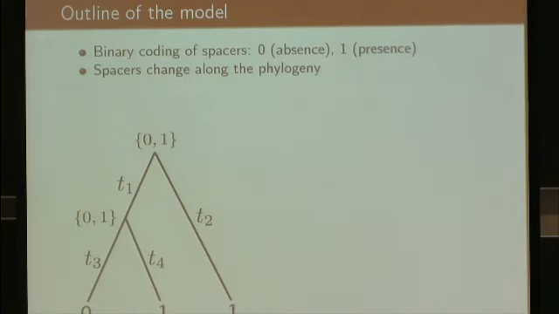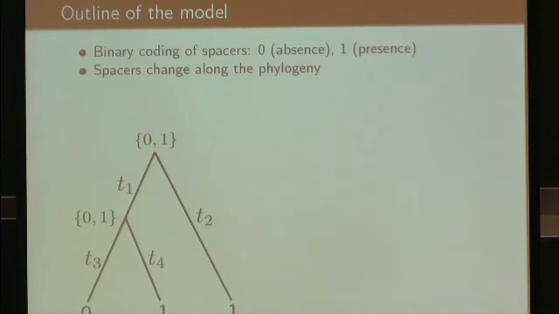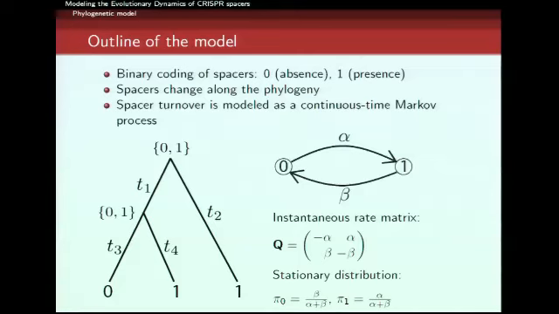So the idea is that we just code the spacers binary as absence and presence, and we assume that they change along the phylogeny. So this is just a normal binary model. They change according to a continuous time Markov process with insertion rate alpha and deletion rate beta, which has the well-known instantaneous rate matrix and stationary distribution.